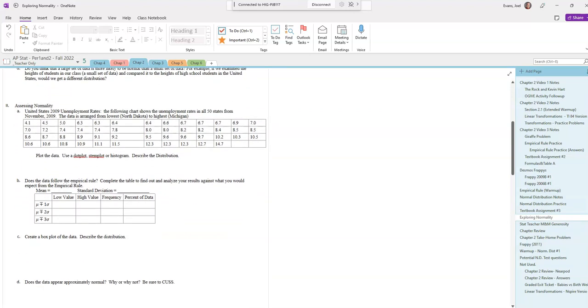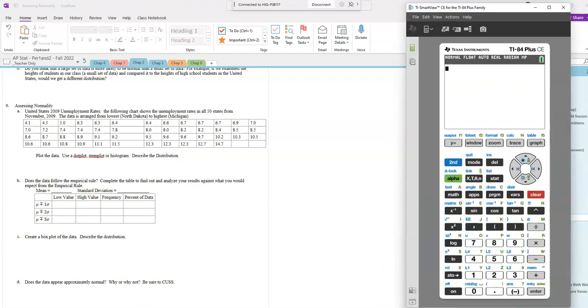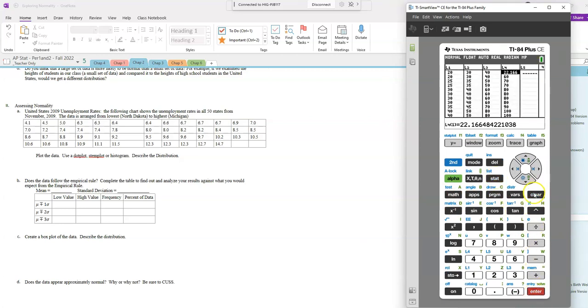Assessing normality. So here's our first example. We want to actually take this data set and we want to decide whether or not it's approximately normal. So here we need our calculators. So I'm going to grab my calculator. I'm going to put this data set in there. So stat, edit. I'm going to clear out all this old stuff. I don't need this old stuff anymore. This is from our transforming variables activity that we did earlier in the week. So I clear out all that old stuff and I'm going to put the new stuff in there.